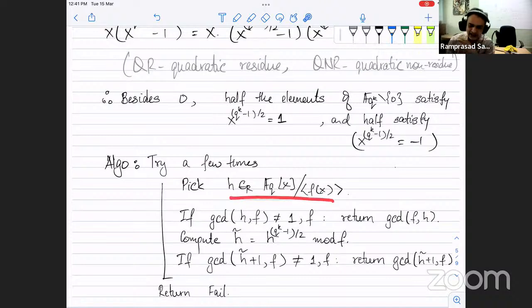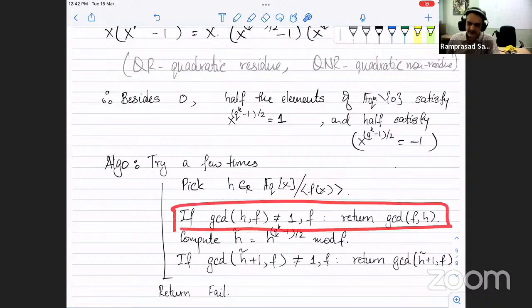We'll pick a random element h from this object, meaning pick a random polynomial of degree smaller than degree of f. Let's cross our fingers and hope that if it so happens that GCD of h and f is already non-trivial, that is, it's not equal to 1 and not equal to f, then great, we have found a factor, so we just return. This is if we got unbelievably lucky.